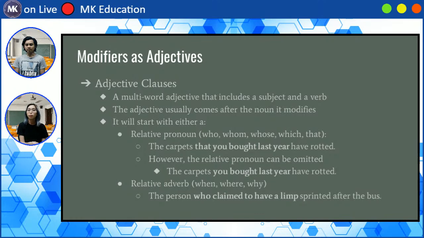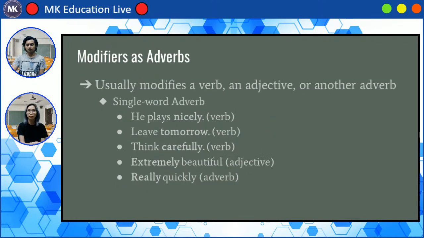However, the relative pronoun can be omitted. That means it can be unnecessary to put the relative pronoun. For example, the carpets you bought last year have rotted. So it is still correct without the relative pronoun. And also, it can start with a relative adverb: when, where, or why. The person who claimed to have a limp sprinted after the bus. The clause started with who, okay? Who claimed to have a limp. So that is for adjective clauses.